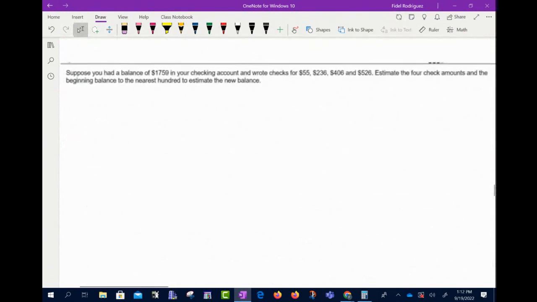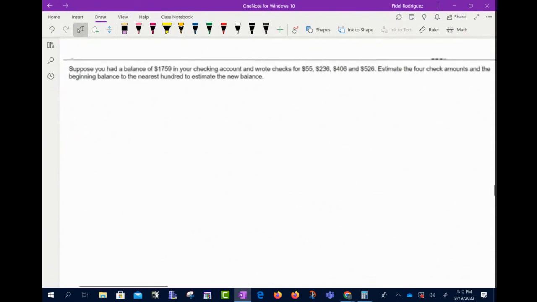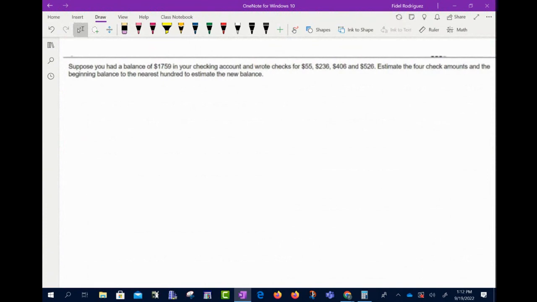Okay, so I think this is the last problem that we got here out of 3.3. And it says, suppose you had a balance of $1759 in your checking account, and you wrote checks for 55, 236, 406, 526. Estimate the 4 check amounts and the beginning balance to the nearest 100 to estimate the new balance.